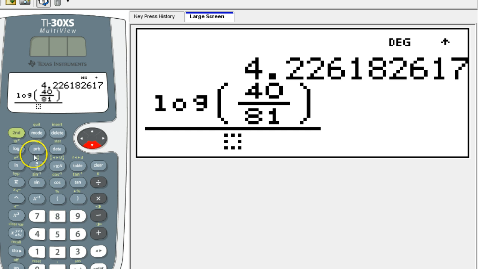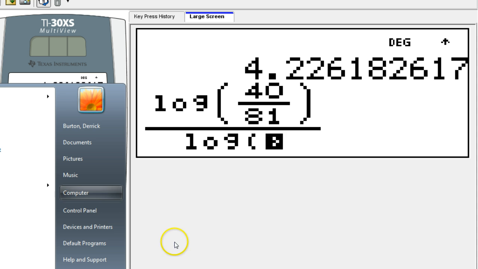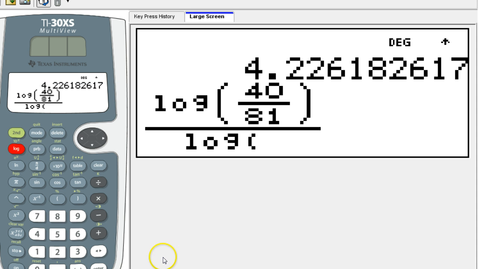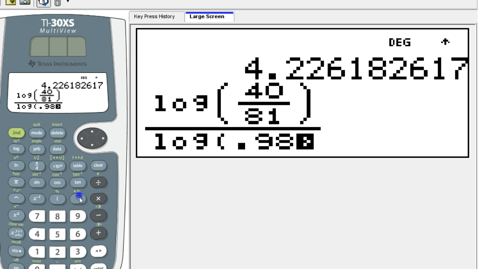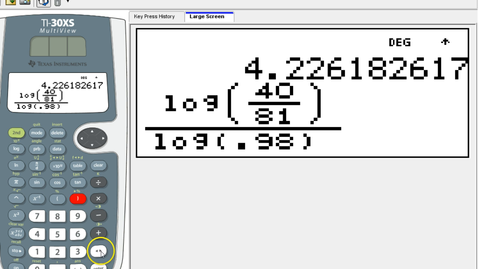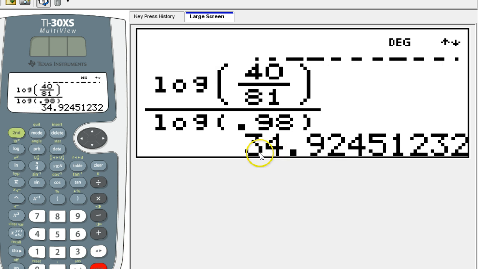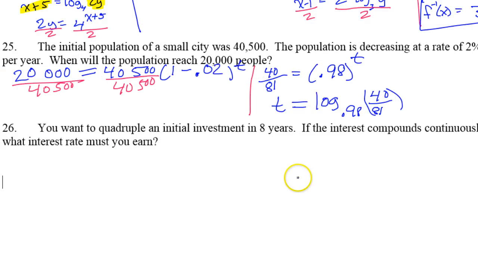And in the bottom, what's left? 0.98. Okay, that's how you put it in your calculator. So we get 34.92, for 35 years. Don't round that much. You're going to put 34.92 years.